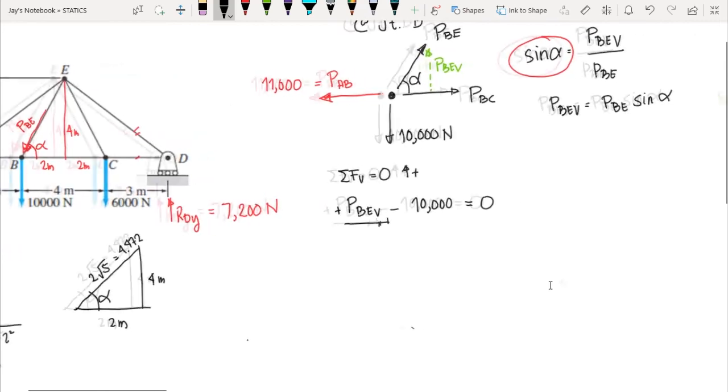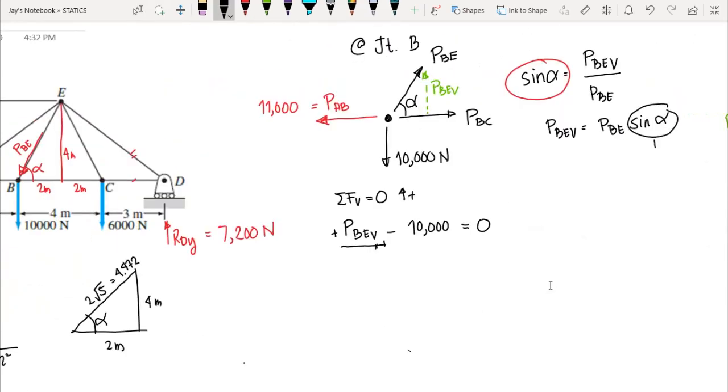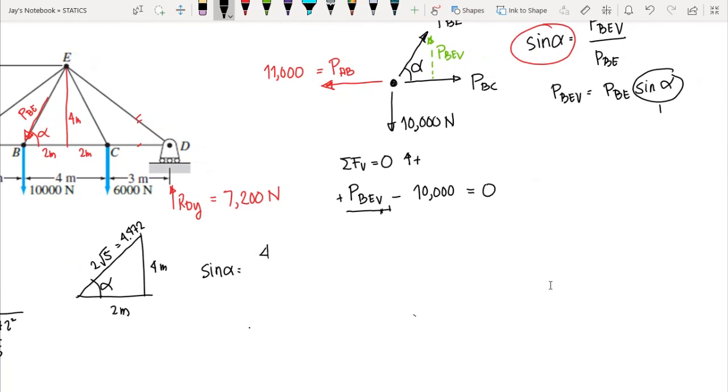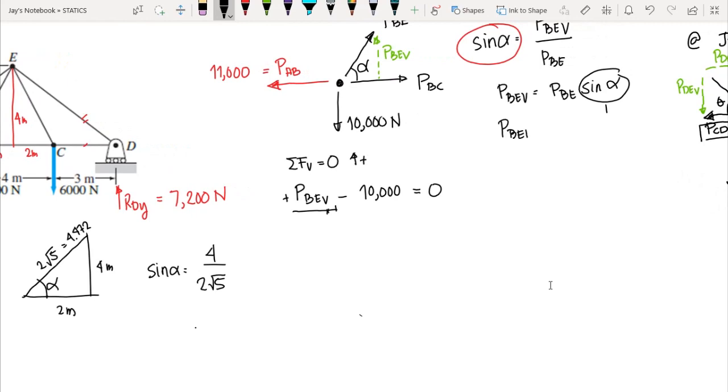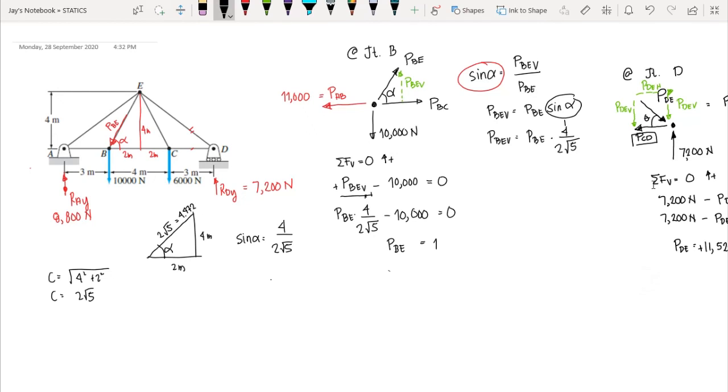So, PBEV, we can change sine alpha here as sine alpha is equivalent to opposite 4 over the hypotenuse 2 square root of 5. Okay, so we have here PBEV is equal to PBE times 4 over 2 square root of 5. So we change PBEV here as force on member BE times 4 over 2 square root of 5 minus 10,000 is equal to 0. So member BE has a force equals to 11,180.34. This one is in Newton. Okay? So this is the answer for the force on member BE.